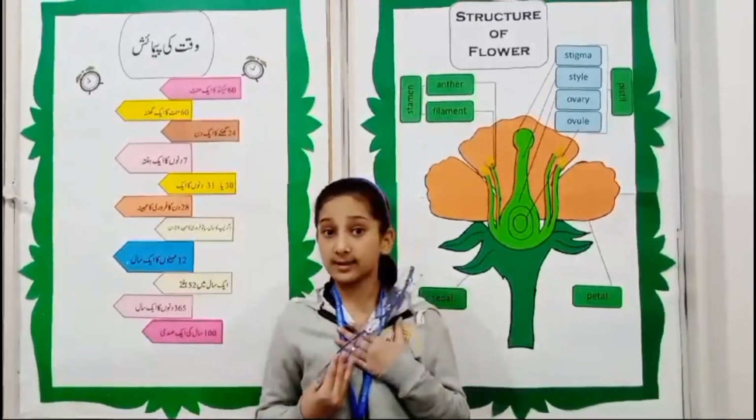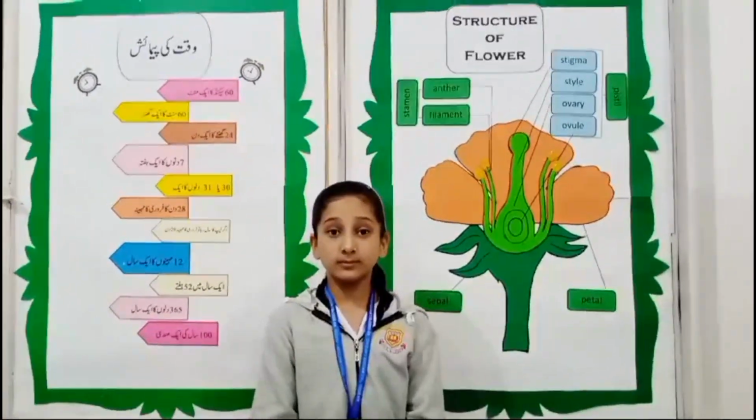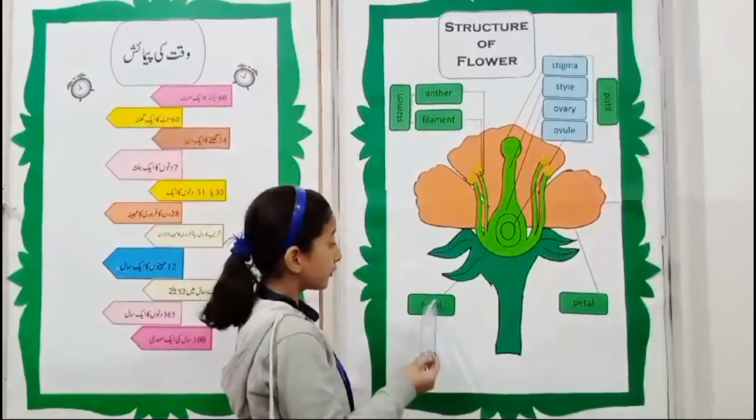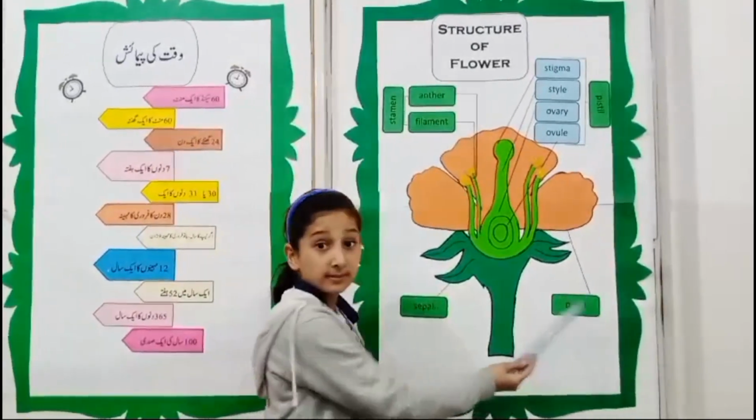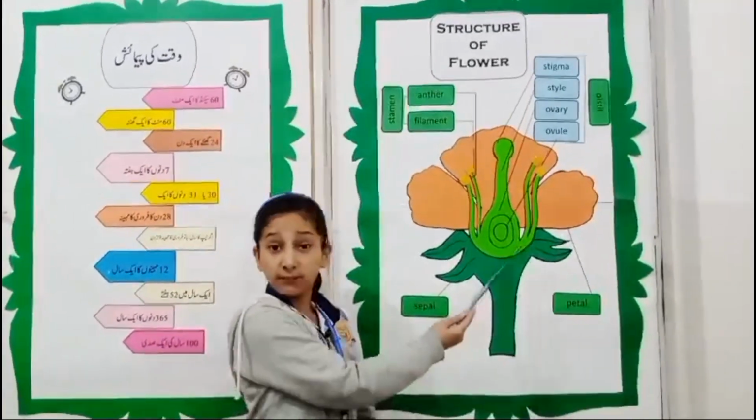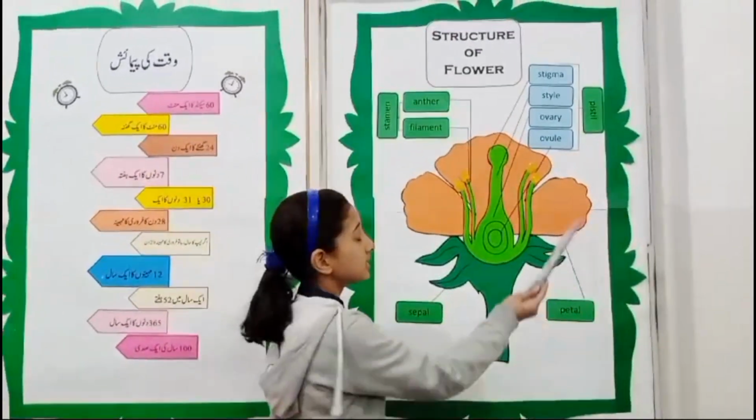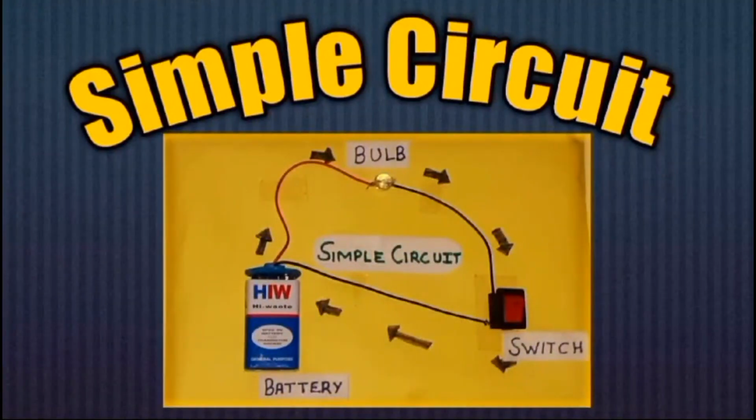Assalamualaikum, my name is Meera and I am from grade 5. Menahil, what are you going to explain? I am going to explain the two further parts of the flower: sepal and petal. And what is sepal? Sepal is used to protect the flower. And what is petal? Petal is colorful, which attracts insects.